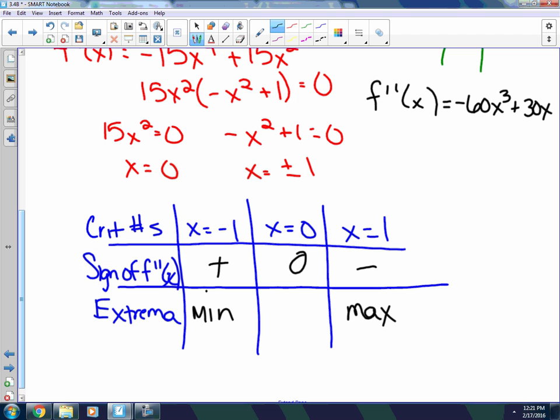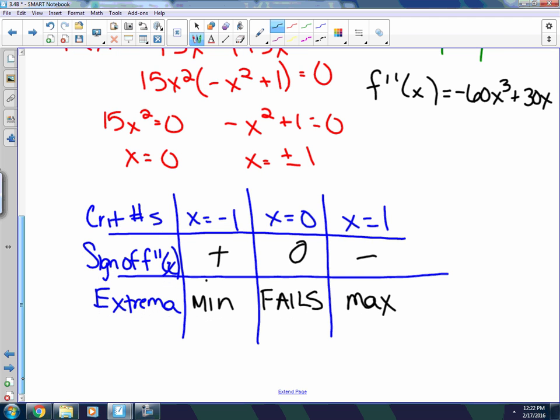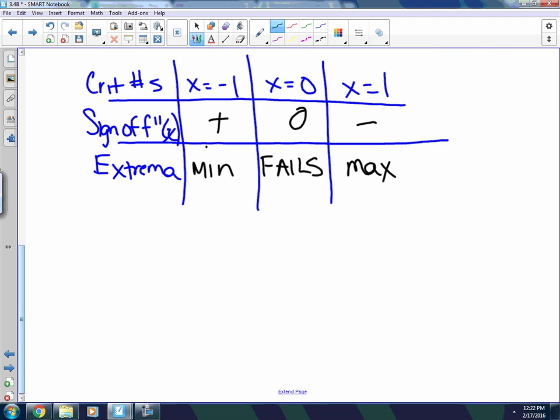What does your test tell you about when it's 0? This test fails. So that means we go back to the first derivative test. So 2 out of 3 times it worked. Okay, so if it fails, here's what we do. We do a little mini first derivative test underneath of that.